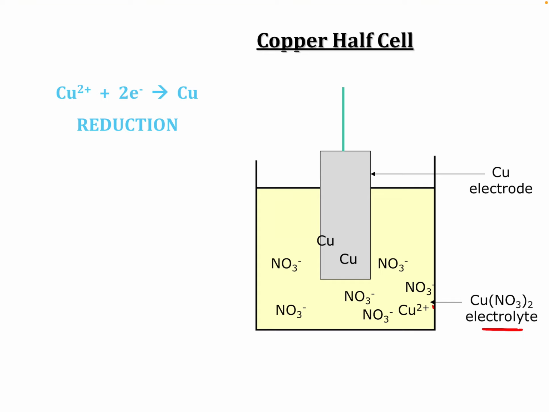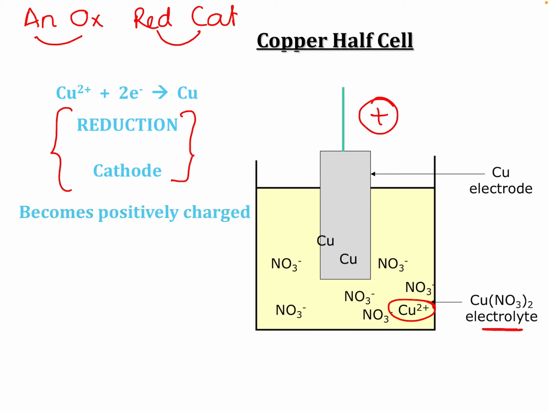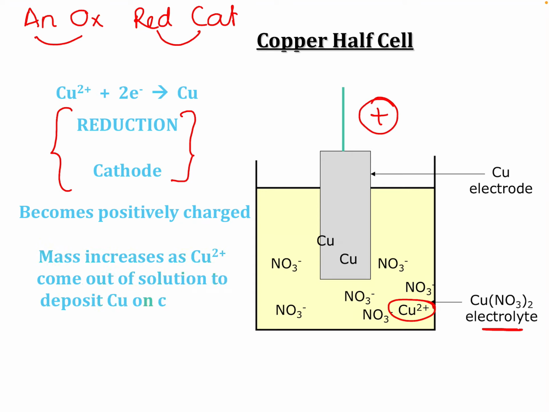Again, the electrolyte needs to have copper 2 plus ions in it, so they can go onto the electrode. This is the cathode. Reduction always happens at the cathode. So oxidation is at the anode, and we have a red cat: reduction is at the cathode. This is positively charged. It's the positive electrode because we want to attract the electrons to it. Therefore, the mass increases at the cathode because we're making copper atoms. So we're all happy with this.